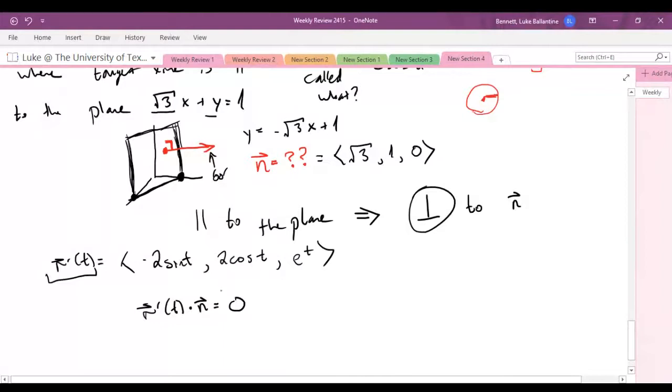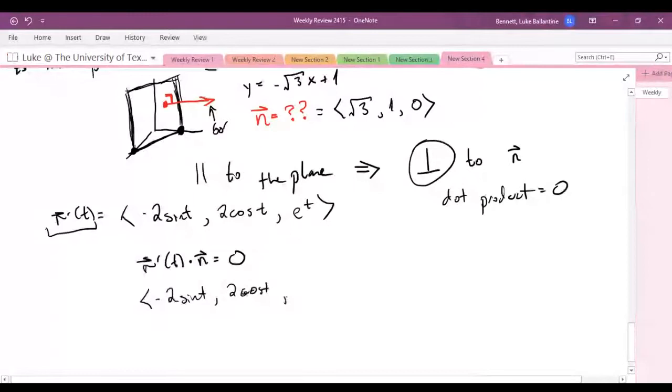So yeah, we take the dot product with the normal vector. Have an equation, and then we just solve. So r prime in -2 sine t, 2 cosine t, e to the t, dot product with square root of 3, 1, 0. Oh, cool. I'm glad there's a 0 right here because that eliminates my e to the t.